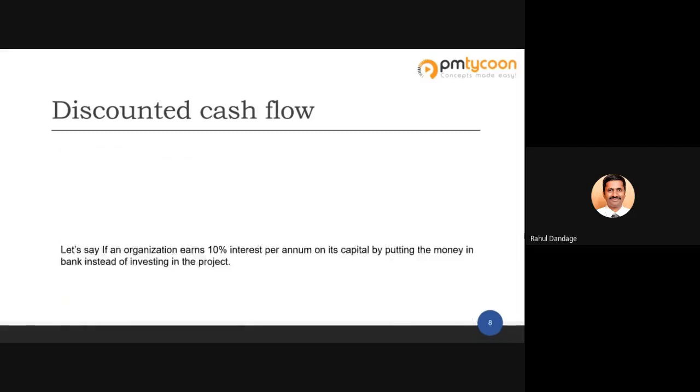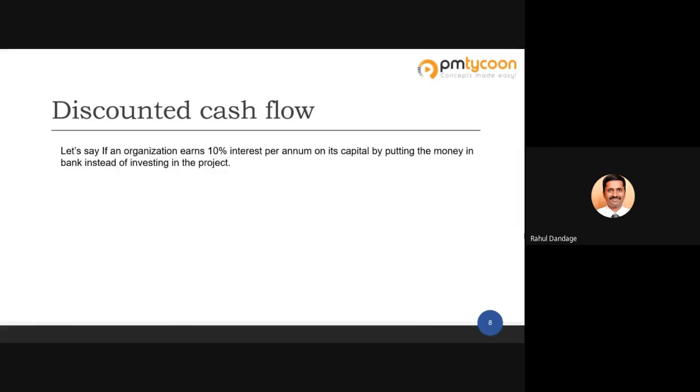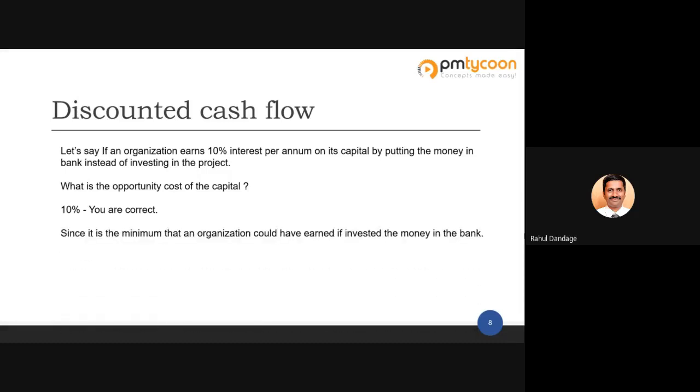Again, for a quick reference, let's look at this question. Let's say an organization earns 10% per annum on its capital by putting the money in the bank instead of investing in a project. Now, what is the opportunity cost of the capital? You're right, it is 10%, because that is what you are losing for choosing to invest in the project.